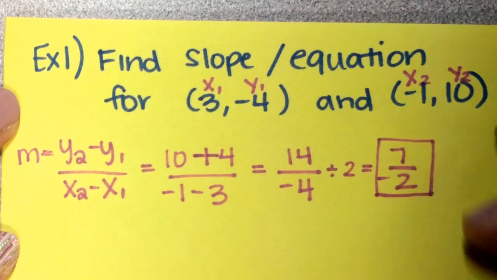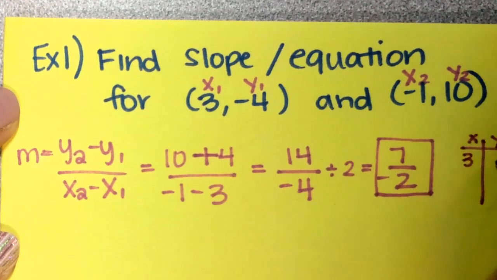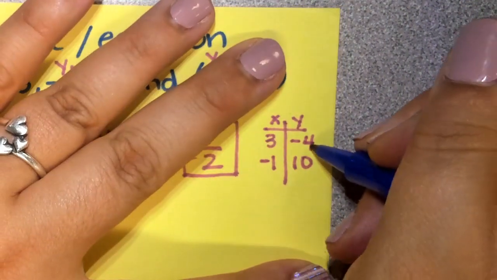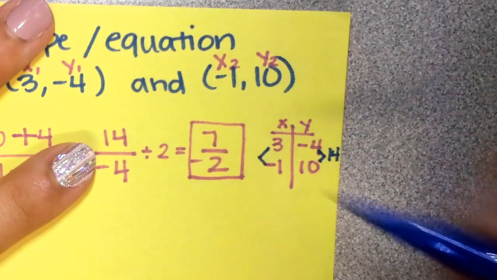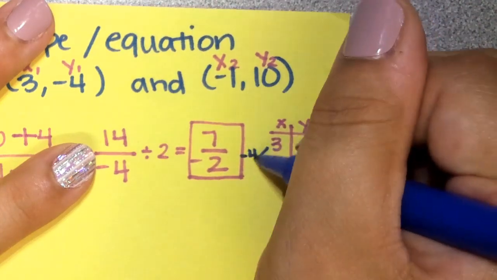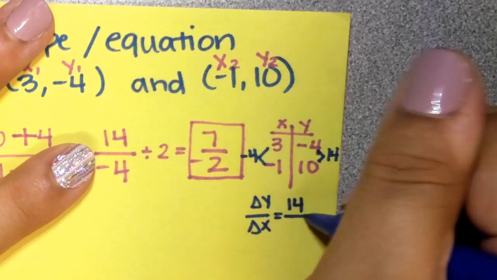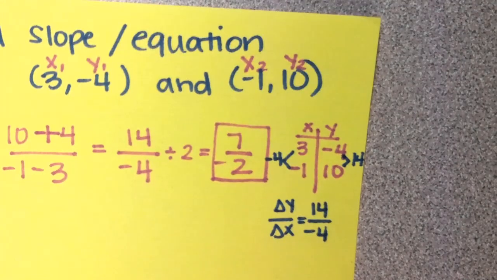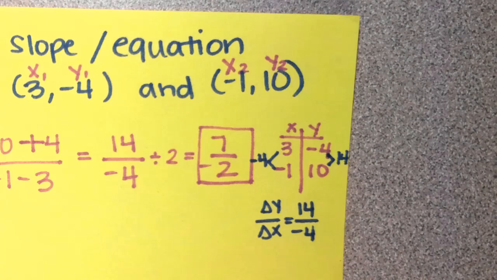The other way that some of you I kind of heard say was delta y over delta x, making a table. 3, negative 4, negative 1, 10. And what do you do? How do you get from negative 4 to 10? Plus 14. How do you get from 3 to negative 1? And then you do delta y over delta x. What is 14 divided by negative 4? Do you agree the two things I just did are the exact same? They're just different ways to do it. You choose which way you like best.